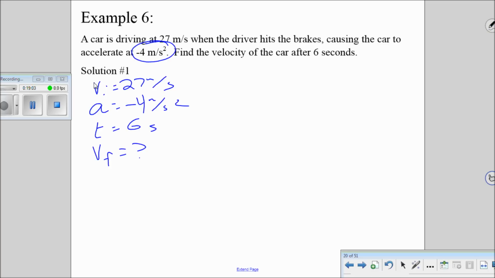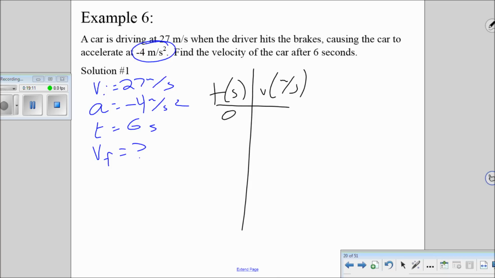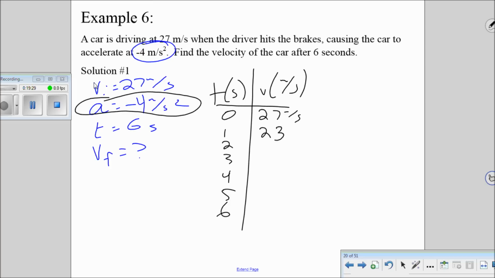One way that we could find the velocity is to make a little chart. Time, velocity. And the idea is at time 0, the car's velocity is 27 meters a second. Okay, so to find the velocity after 6 seconds, the velocity is going to decrease by 4 every second, right? So just keep subtracting 4. You get 23, 19, 15, 11, 7, 3 meters per second for a final answer.